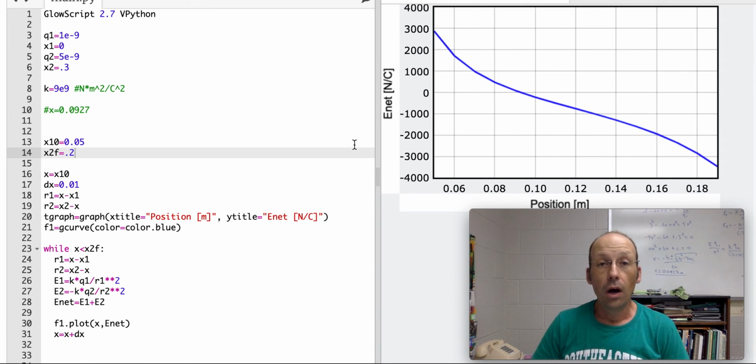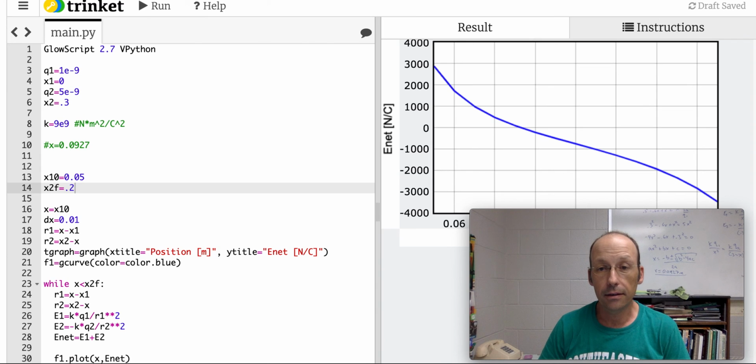So, okay, there you go. Python with the new window. You like that? Okay, that's it.